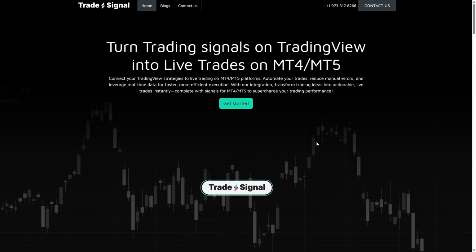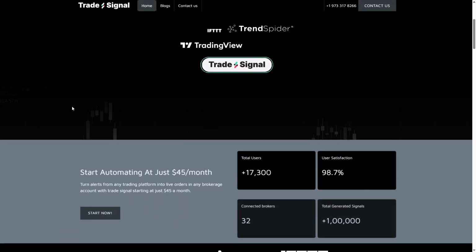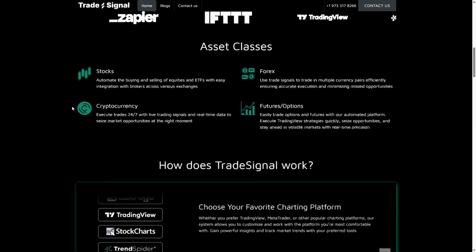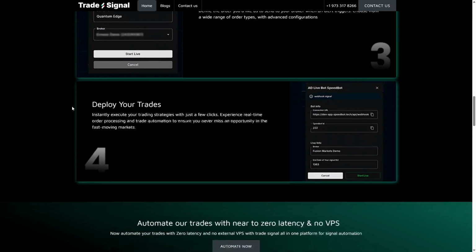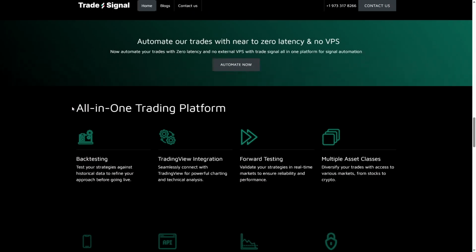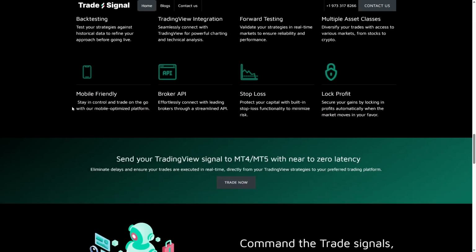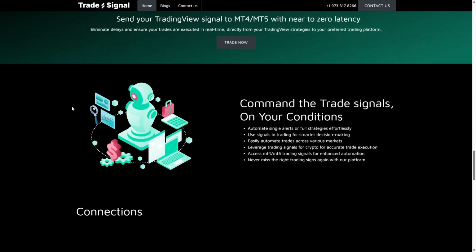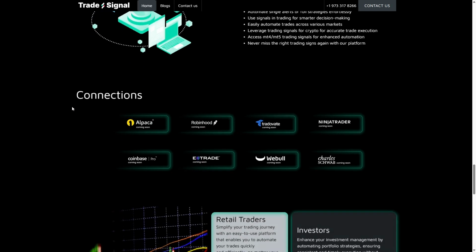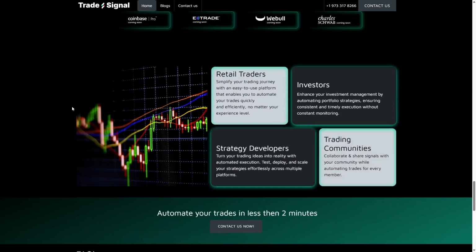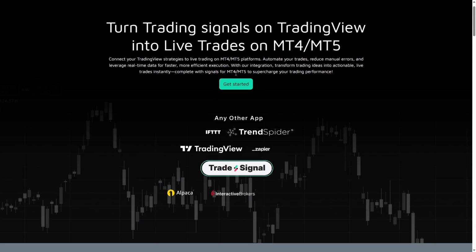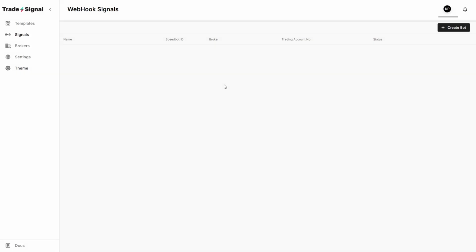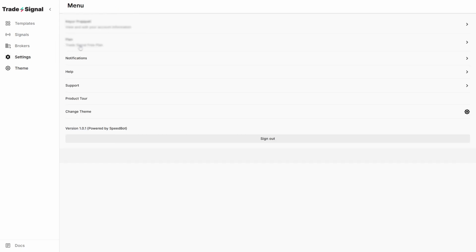Okay, so I got a few queries around what it costs to automate my TradingView strategy into my MT5 account. So just to give you a glance, as you can see, it costs around $45 a month to automate as many live orders as you want from your TradingView to your MT5 based broker account in a month, right? So you can have n number of strategies.